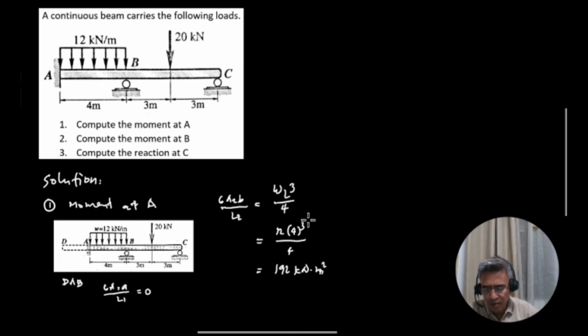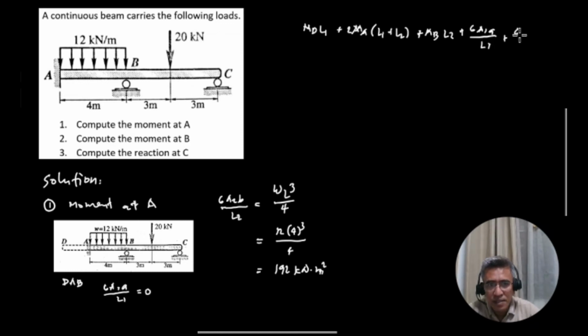And for the formula for the three moment equation: MD L1 plus 2 MA times L1 plus L2 plus MB times L2 plus 6A1 A bar all over L1 plus 6A2 B bar all over L2, and equate that to 0.